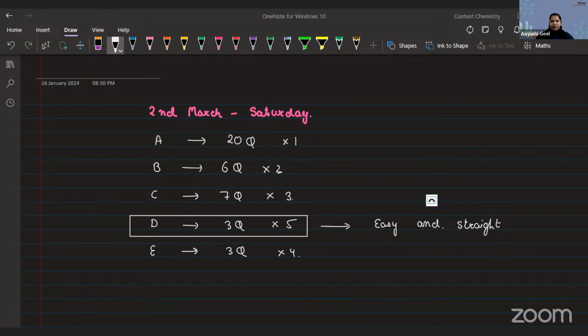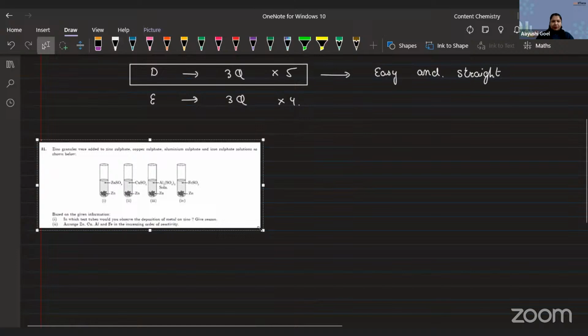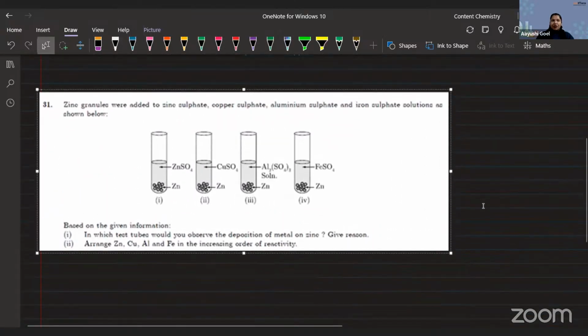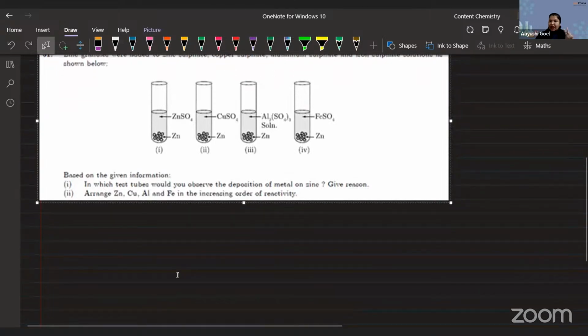So let's understand how I need to write an answer when they give me a question. I'm taking one question here. This is the sample paper question. Let's understand how to write this question for 5 marks. They have given me that a zinc granule is added to zinc sulfate, then to copper sulfate, aluminum sulfate, and iron sulfate solution. So what will happen? In this question, they have given me two parts: A, in which test tube you will observe the deposition of metal on zinc, and give reason; and arrange them in the order of reactivity.